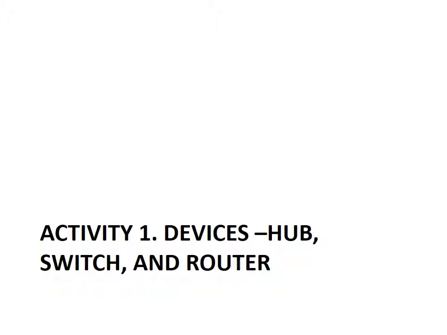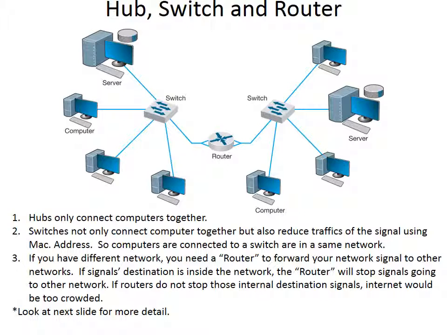Activity 1: Devices hub, switch, and router. In a network, each node should have some unique name, IP address, to communicate with each other. Inside a network, computers use MAC address to communicate with each other. Hubs only connect computers together. Switches not only connect computers together but also reduce traffic of the signal using MAC address. So switches are called smart hubs. However, the prices of switches are not expensive, so people use switches to connect computers.